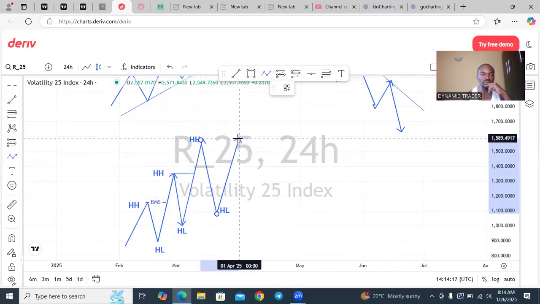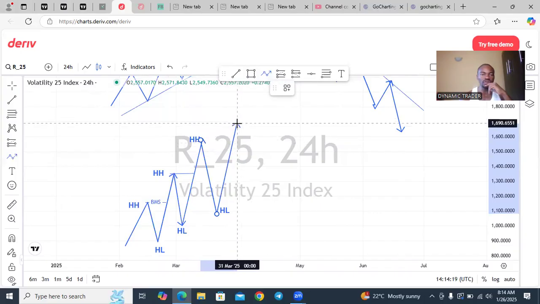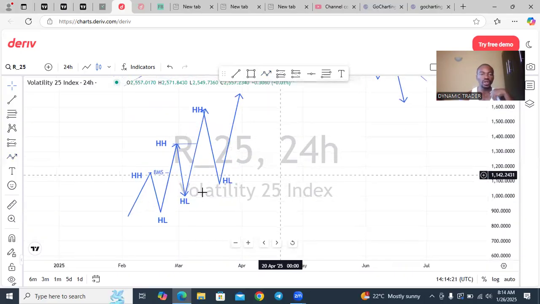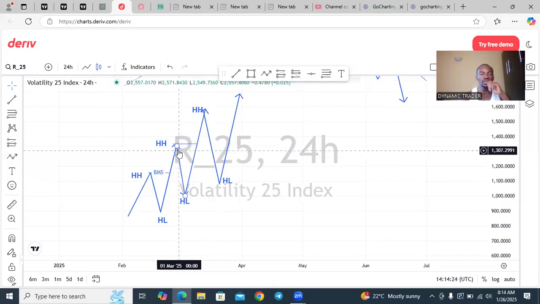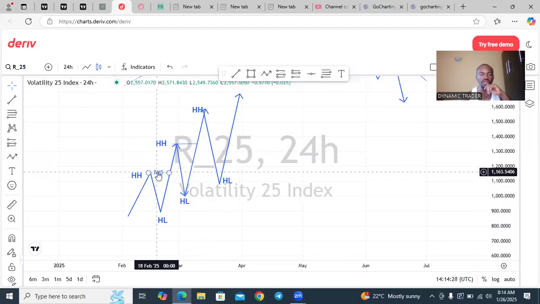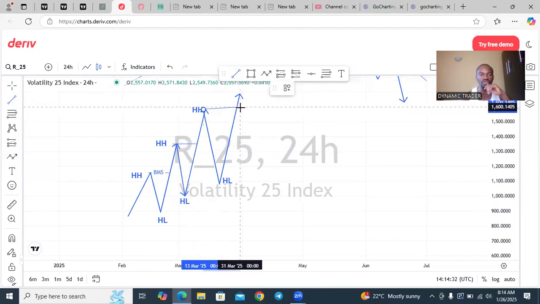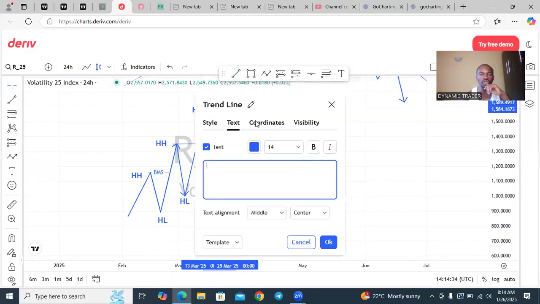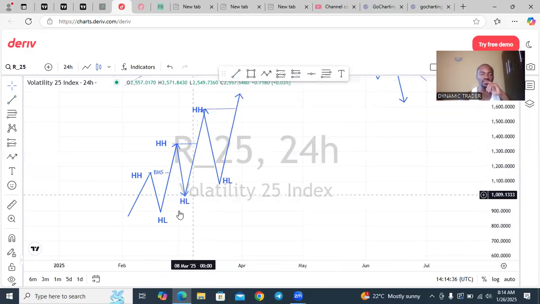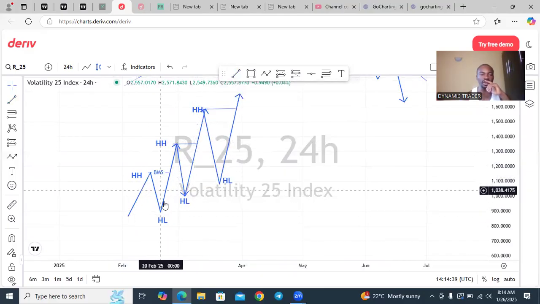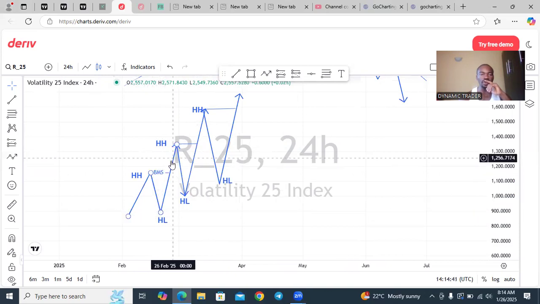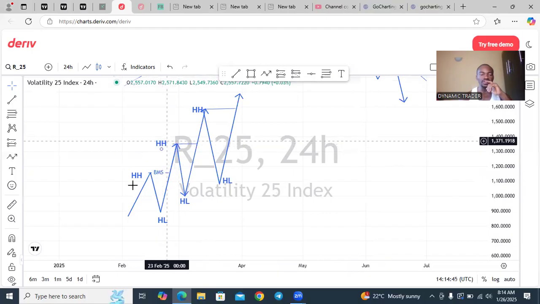Okay, let's do it this way. Now, here, these structures broken are called BMS, break of market structure, break of market structure, then break of market structure. So when you open your chart and you observe that the market created a high and a low, then the low broke above the previous high, forming a higher high, all right, which is this.